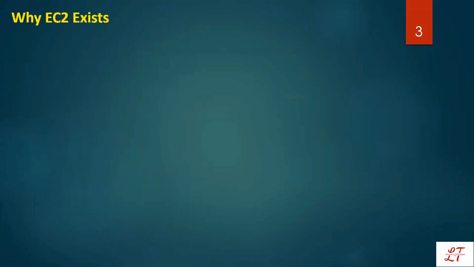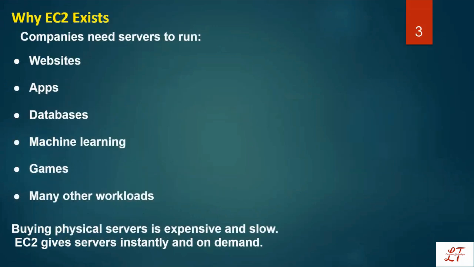So why does EC2 exist? Because many companies need servers to run their website, their application, their database, the machine learning models, and even the games that they develop and run. They need a server that they can run those games on, and they can also use it for many other workloads. Buying a physical server is very expensive, and it's also very slow. So EC2 can give servers instantly and on demand.